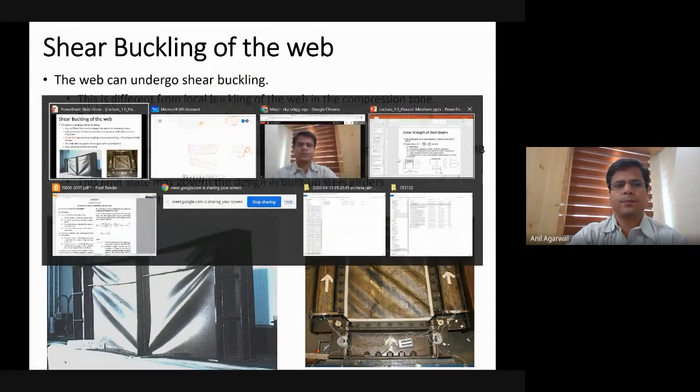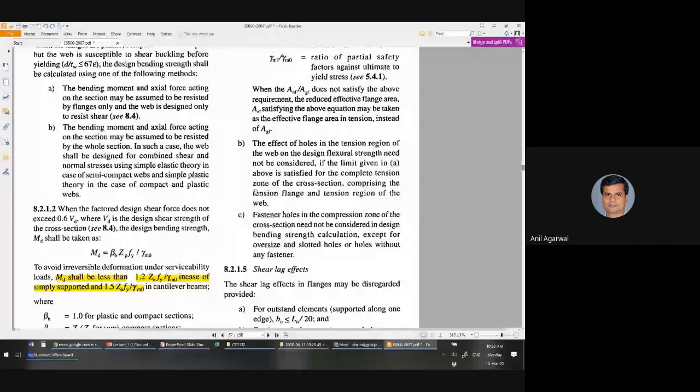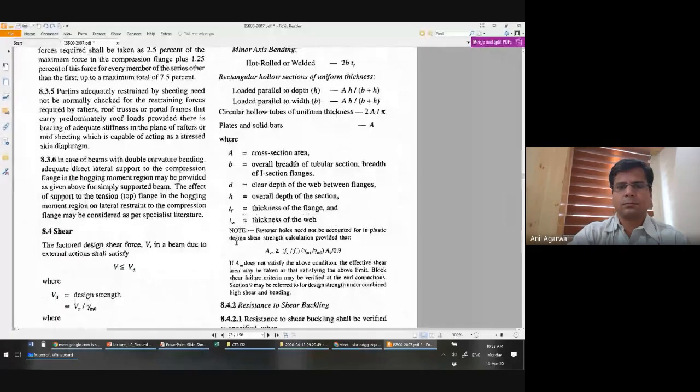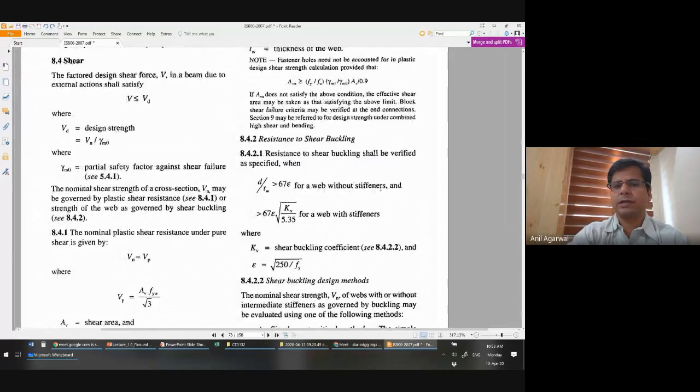So let me go to 8.4.2. Here it says d by tw against shear buckling. The beam web should have a resistance against shear buckling, and d by tw is limited to 67 epsilon if the web does not have any stiffeners.